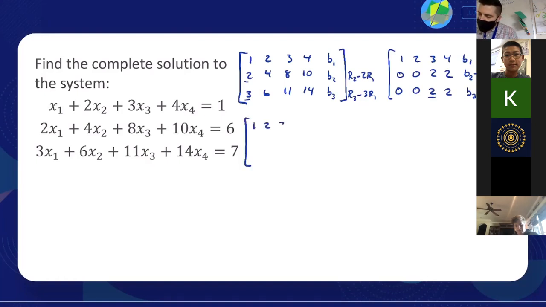So I'll have 1, 2, 3, 4, b1, 0, 0, 2, 2, b2 minus 2b1, and then 0, 0, 0, 0. I'll have b3 minus 3b1 minus parentheses b2 minus 2b1, right? I'll subtract the entire thing that's in row 2 from row 3. So I'll have b3 minus 3b1 minus b2 plus 2b1, right? Distribute the negative to the entire R2 that I'm subtracting. So I'll end up with b3 minus b2. I'll have a minus 3b1 plus a 2b1, so minus a b1.